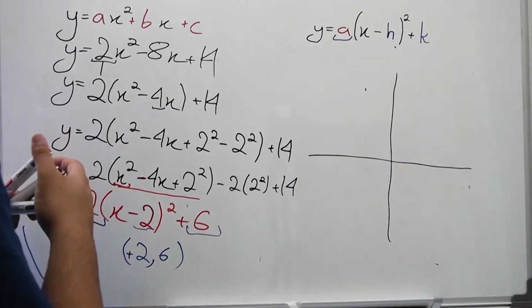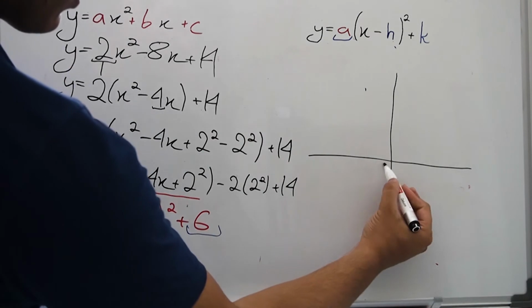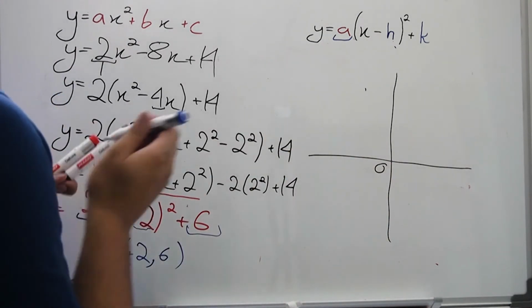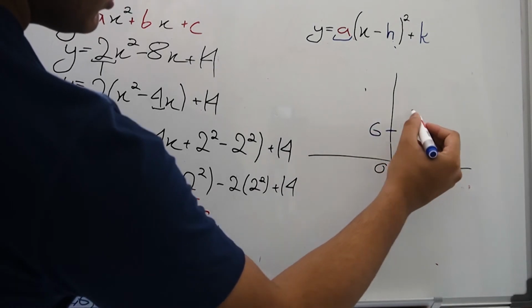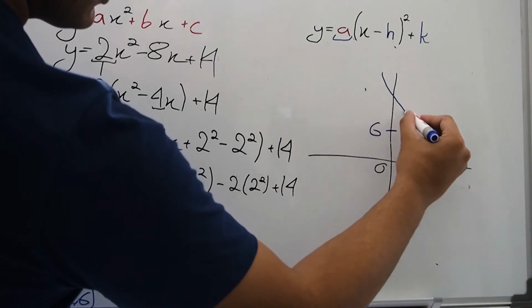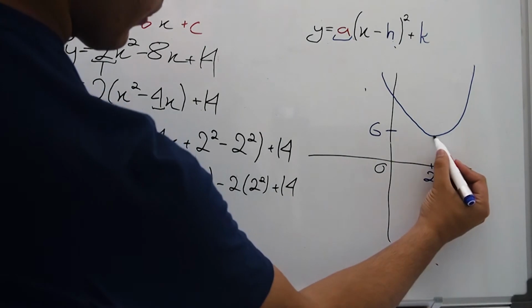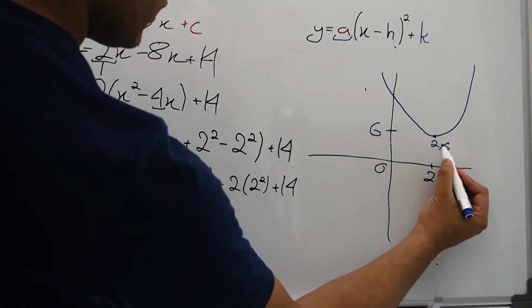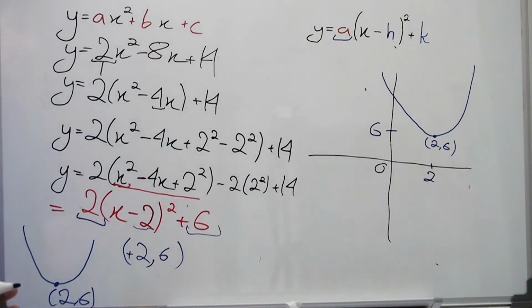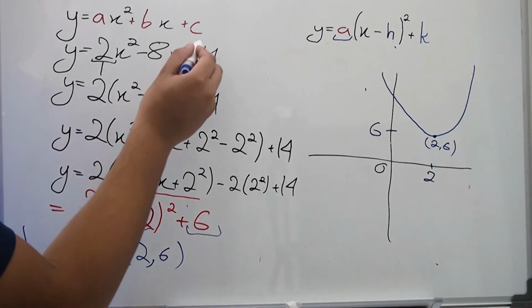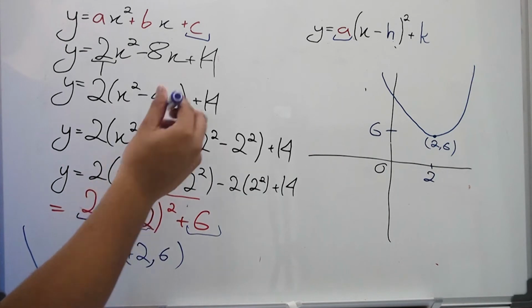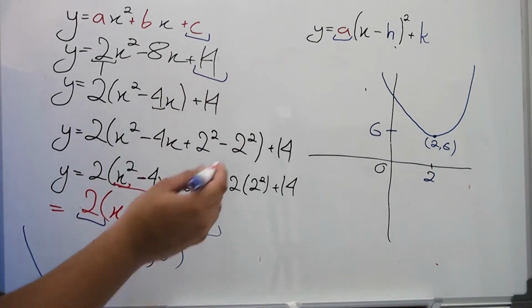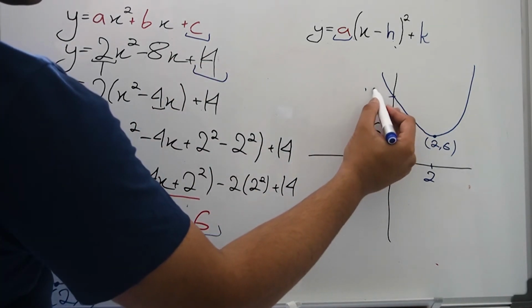So we can sketch it over here now. If this is 2 and this is 6, this is what the graph will look like. 2, 6. And the last thing we can add is, remember I told you that this c is the y-intercept. This still applies. The c is 14, so the y-intercept will be 14.